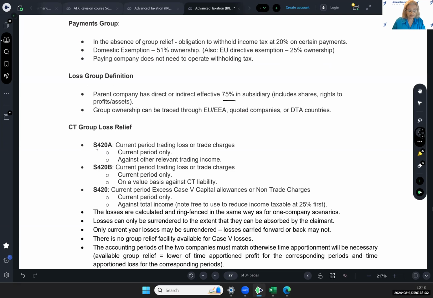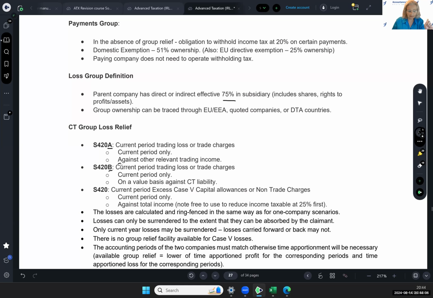And group loss relief says under section 420A, and again, the section numbers help us because we know where do all those A claims go? They go up against case one income. Where do all those B claims go? Those B claims go on a value basis. So under section 420A, we can take a current period trading loss or current period trade charges, and we can surrender them to the same current period to be used against relevant trading income.